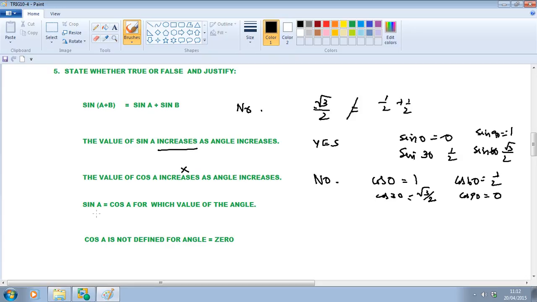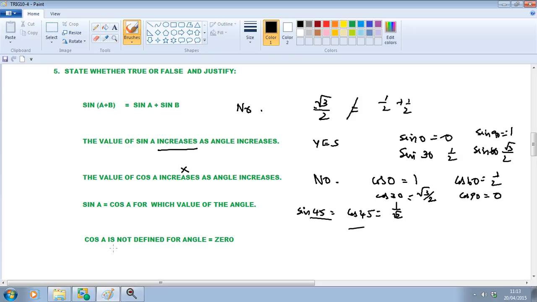Next: sin A is equal to cos A for which value of the angle? We have to find the angle. So you try sin 45 equal to cos 45. What is the value of sin 45? It's 1 by root 2. What is cos 45? It's 1 by root 2. So for 45, sin A is equal to cos A.